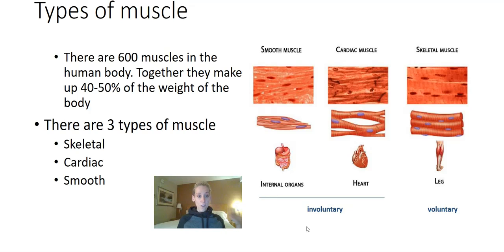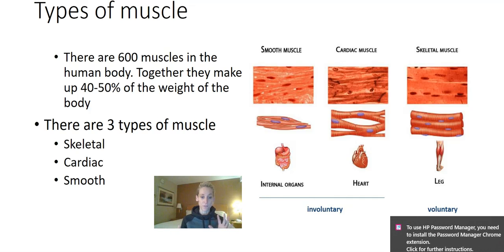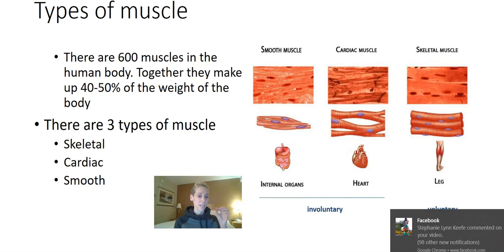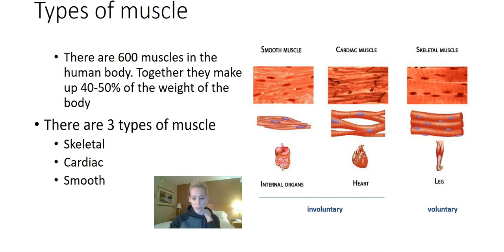Now, a fun fact is that the muscles of your body make up about 40 to 50% of your body's weight. But if you are bodybuilding or bulking, or you have a very small body fat percentage, you're going to see a higher number should you do something like hydrostatic weighing.